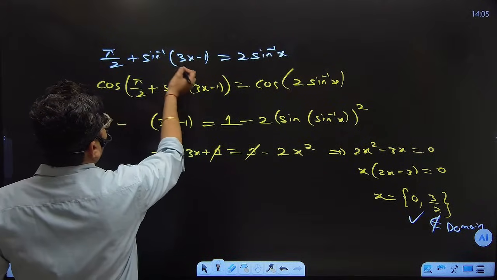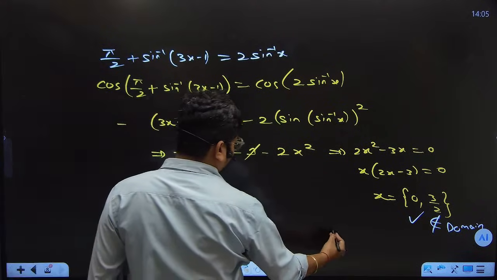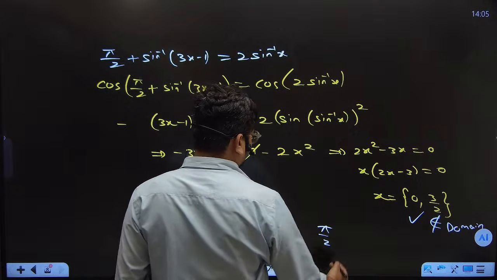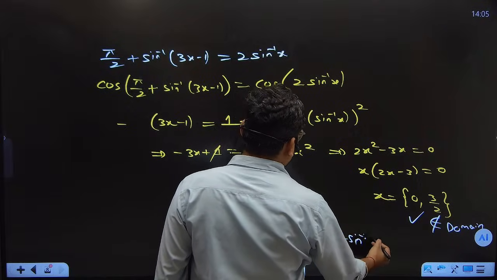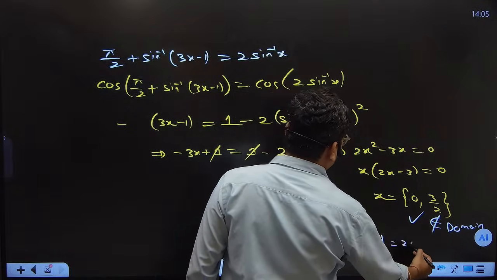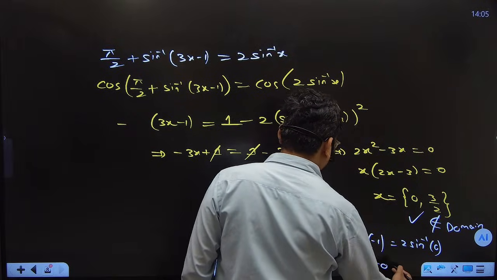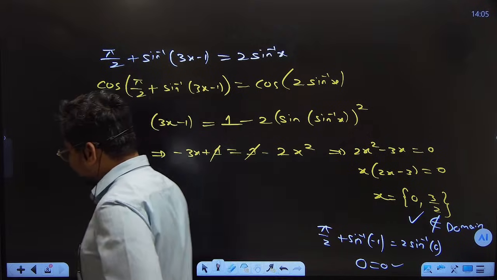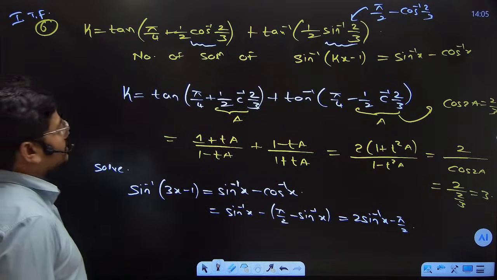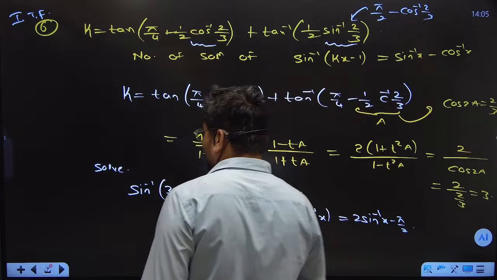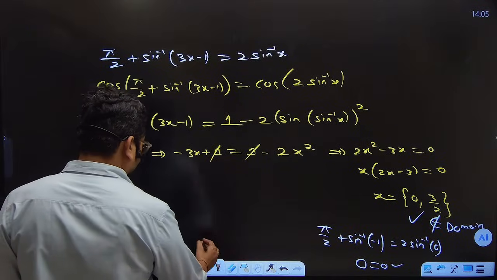So if I see in this part, pi by 2 plus sin inverse of minus 1, which happens to be minus pi by 2, is equal to 2 times sin inverse of 0, which is 0. So I'm getting 0 is equal to 0. So it's a valid solution. So I think they are asking you to calculate the number of solutions. So the number of solutions is going to be 1.